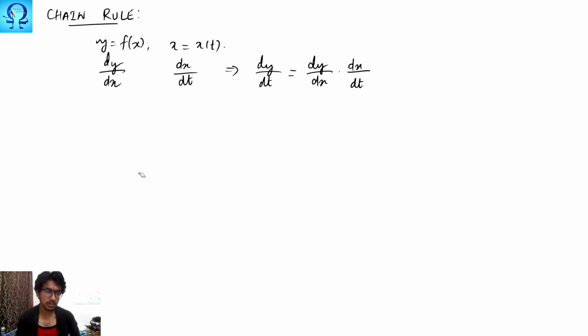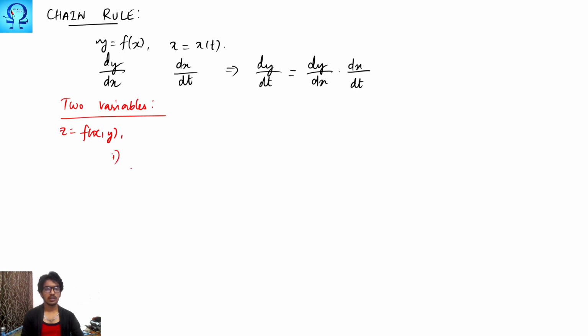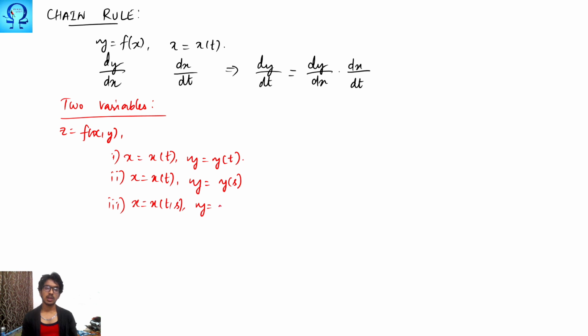Coming to the two variable setup, for functions of two variables, we have a function z equals f of x, y. Here we say your x can be a function of t and your y can also be a function of t. The second one is your x can be a function of t and your y can be some other function of s. And the third one is your x can be a function of both t and s and your y can be a function of both t and s. With which we may generalize things.